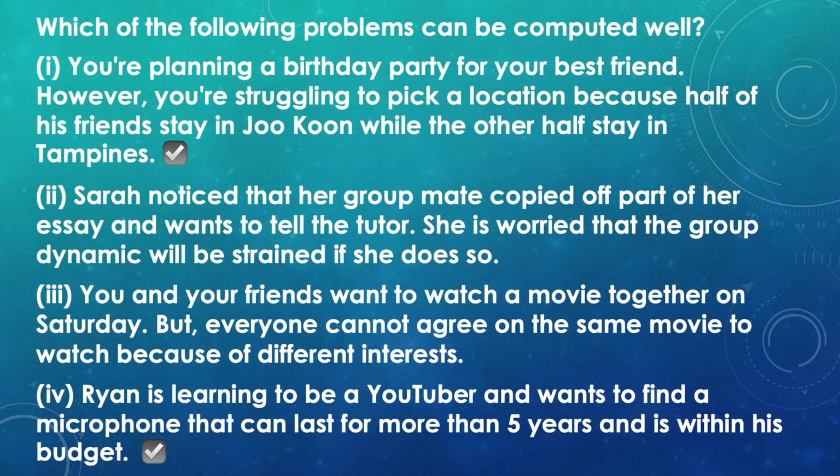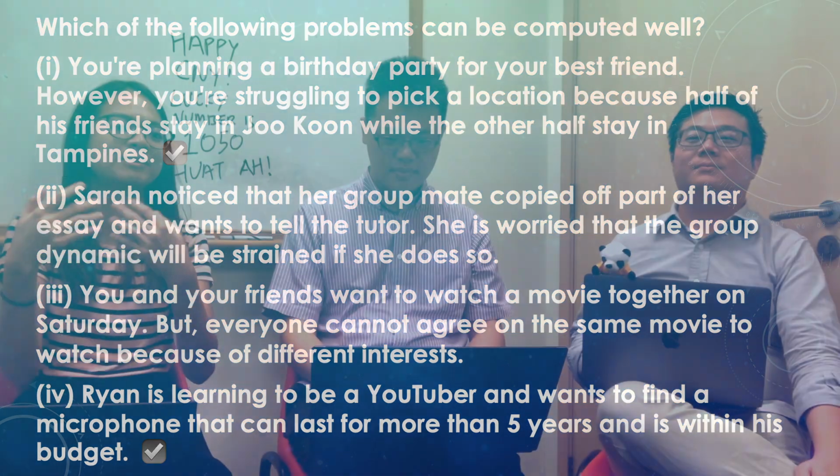Okay, and option number 3, you and your friends want to watch a movie together on Saturday, but everyone can't agree on the same movie to watch because of different interests. And the keyword here is different interests. Same thing, there's no one-size-fits-all, because all of us have different interests, it's subjective, that's why it can't be computed well.